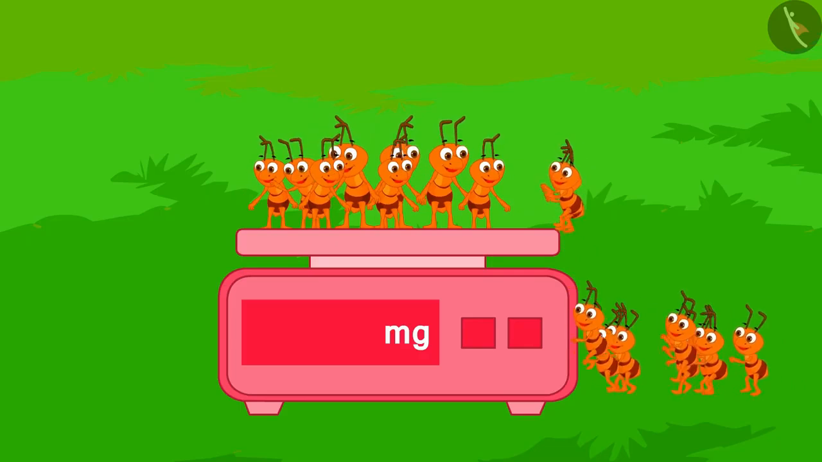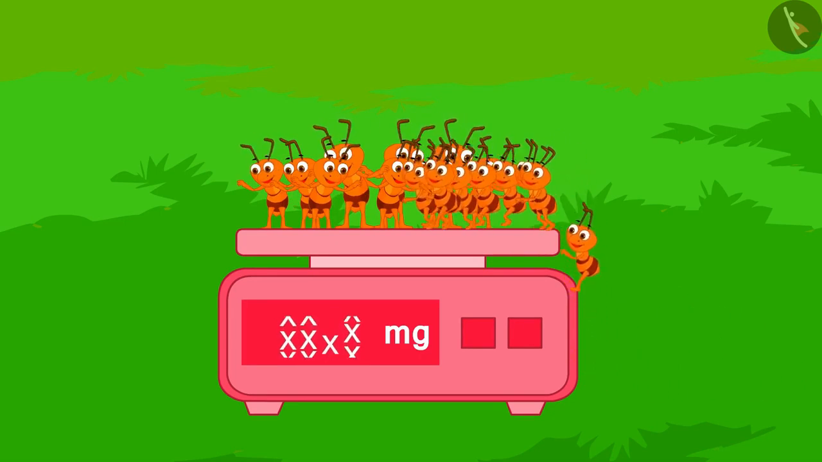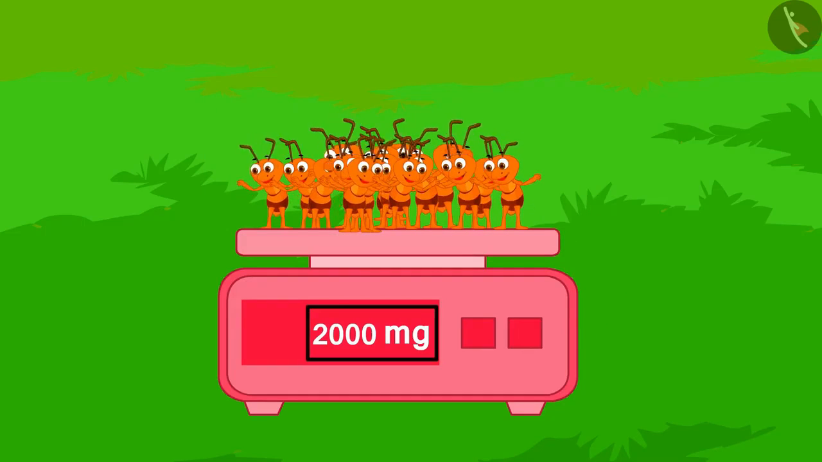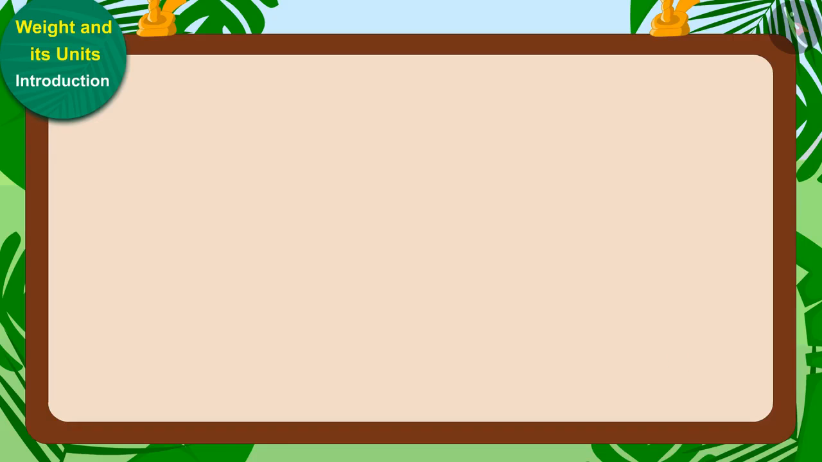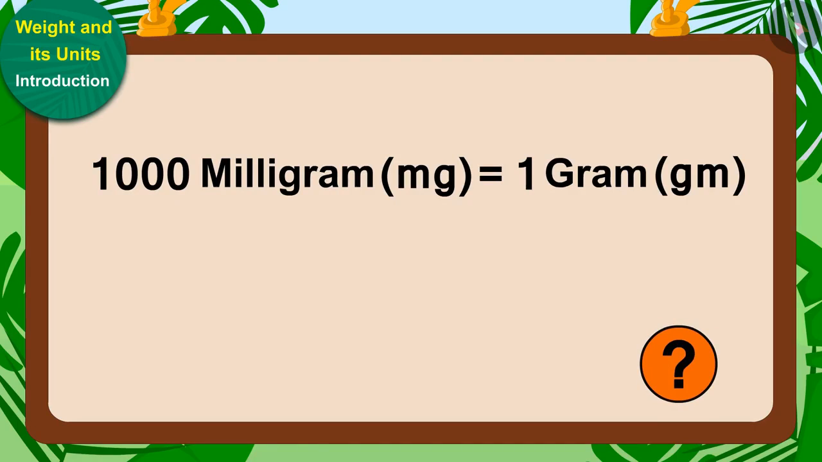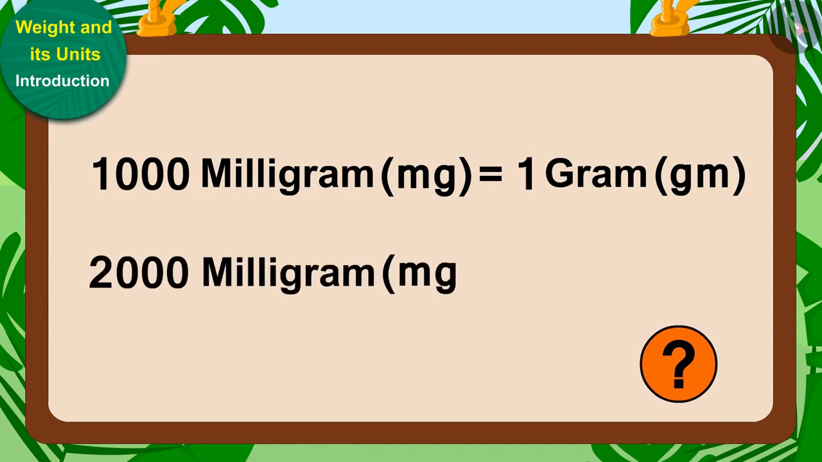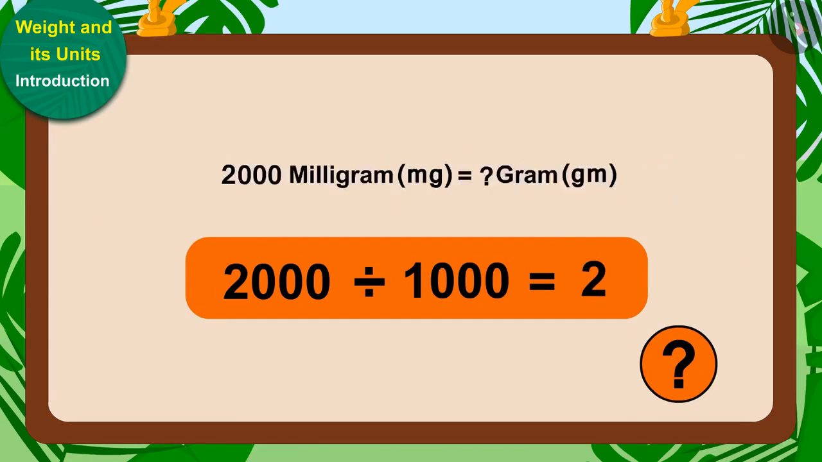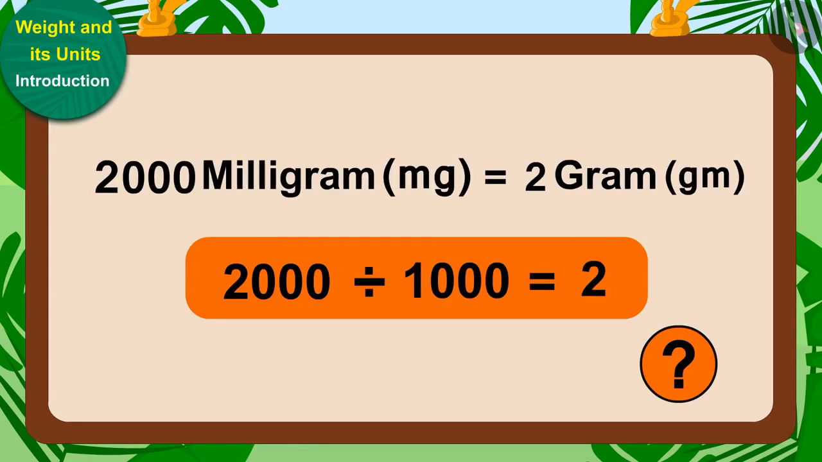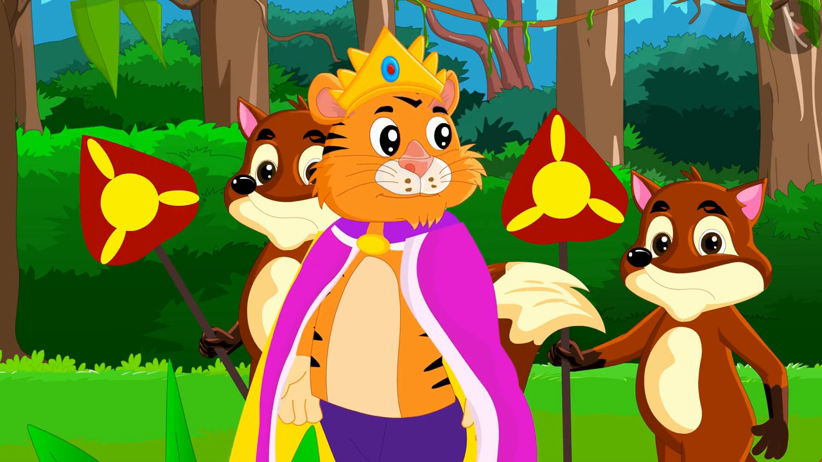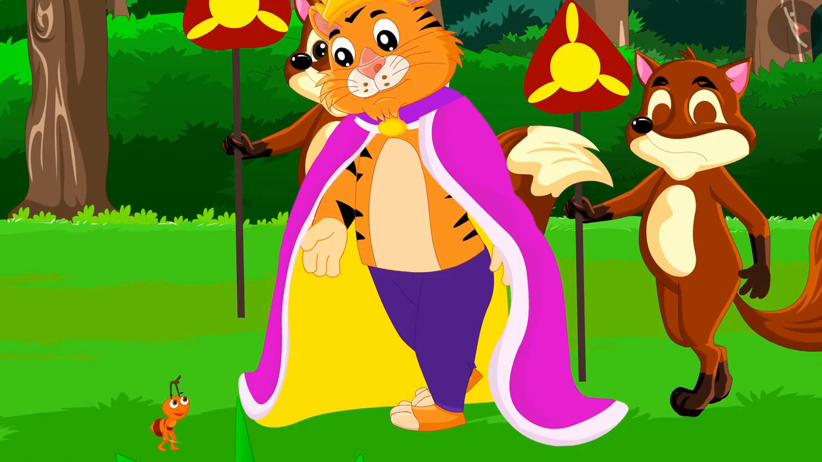Now the king immediately weighed those 20 ants. 20 ants weigh 2000 milligrams. Children, do you know that 1000 milligrams is equal to 1 gram? So, how many grams would 2000 milligrams equal to? That's right, 2000 divided by 1000, 2 grams. Now, the king was about to get 2 grams of sugar when the ant once again spoke.